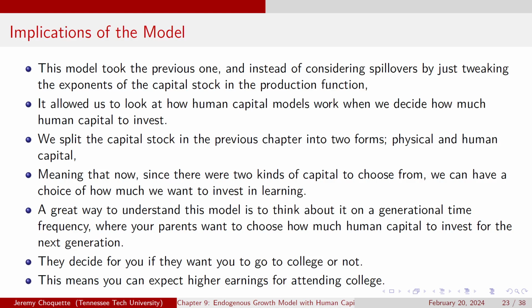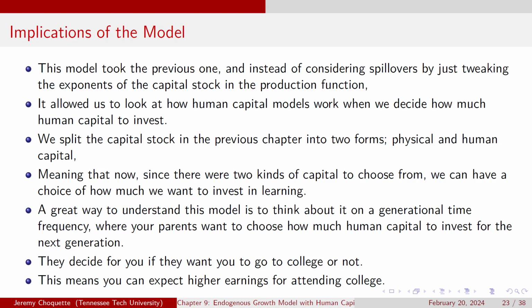So what did the model do here? Well, it took that previous one and, instead of considering spillovers, it takes human capital and considers the effect of human capital in an endogenous growth model framework. So we split the capital stock into two forms here. Now you've got physical and human capital. Since there are two kinds of capital to choose from, you have a choice of how much you want to invest in learning and how much you want to invest in the stuff that's required to build things.